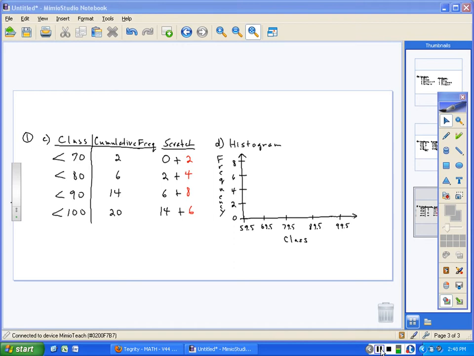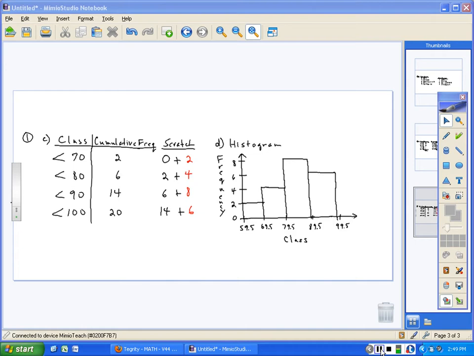Okay, since the first frequency is 2, the first bar is going to go up to 2. The next bar goes up to 4. And the next one goes all the way up to 8. If you have lined paper, it comes out a little better because you've got lines to use. That was a little off, but we'll pretend. And then the last one is 6. And that was a little over. It probably doesn't look too good on the screen, but close enough.